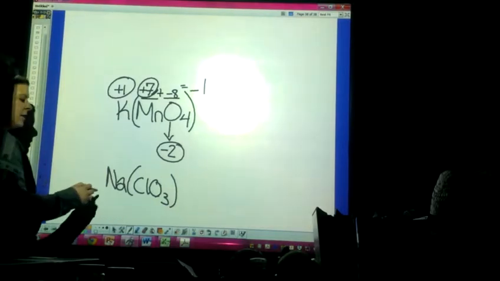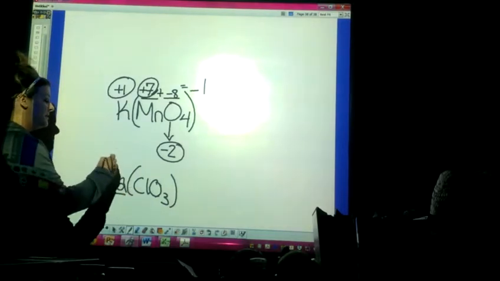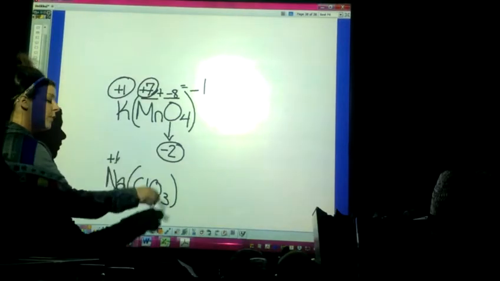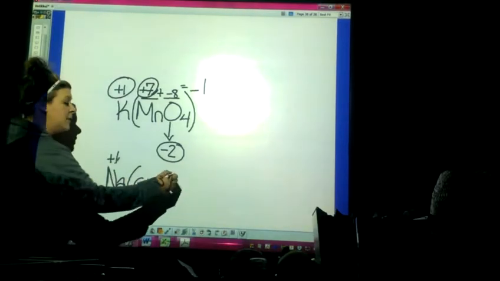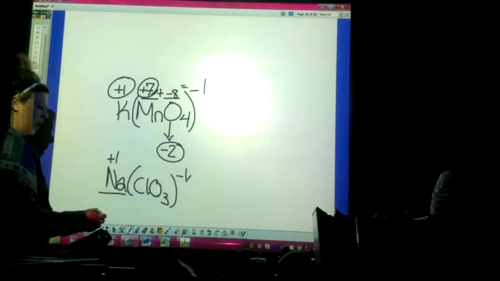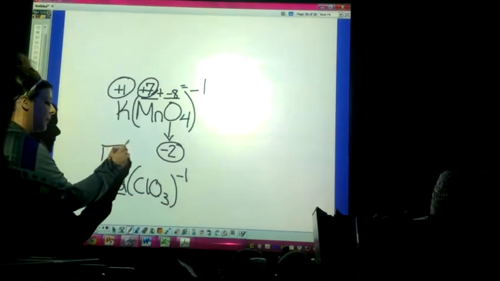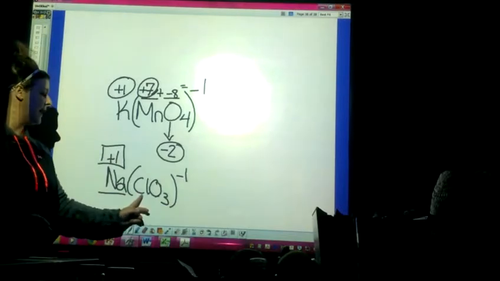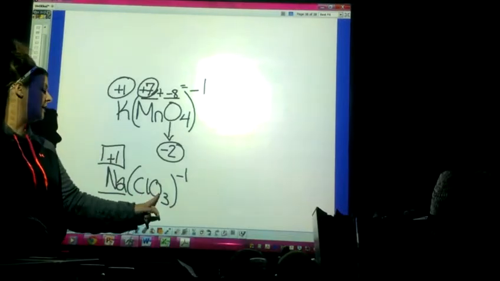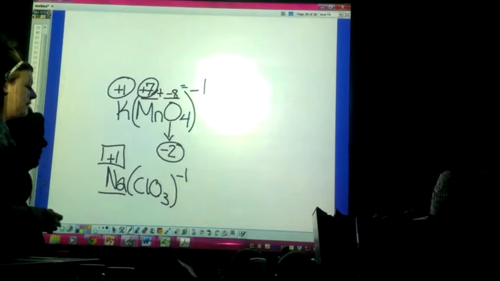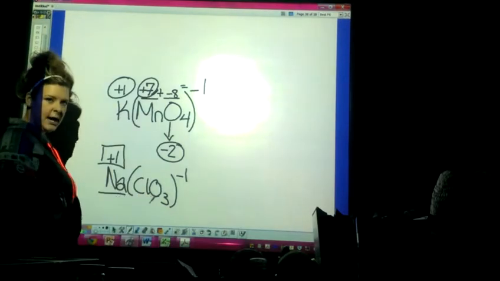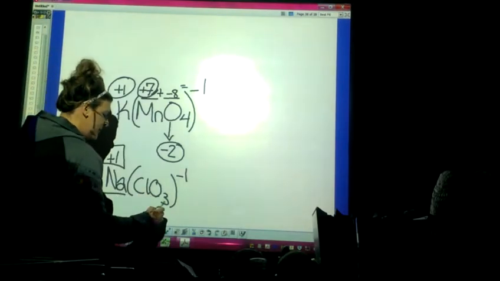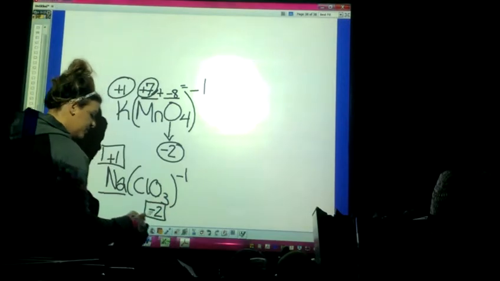So very similar. Sodium is an alkali metal. It has a +1 charge. Chlorate is a polyatomic ion. Overall, it has a -1 charge. Sodium always has a +1 oxidation state. That's always true. Now I need to pick out the oxidation state for chlorine. I need to pick out the oxidation state for oxygen. Oxygen here is not in a peroxide, so it has to be a -2 oxidation state.